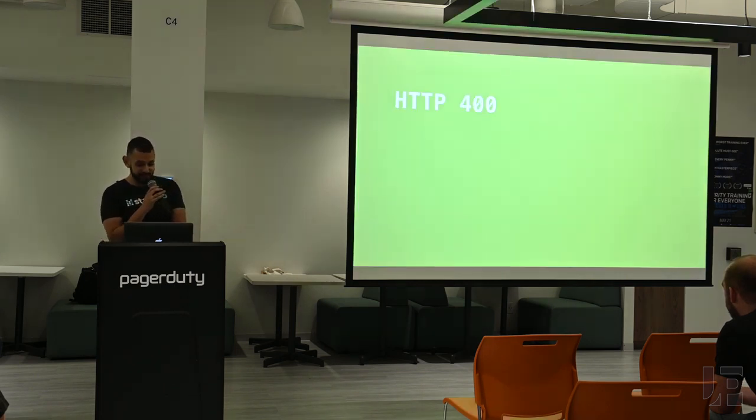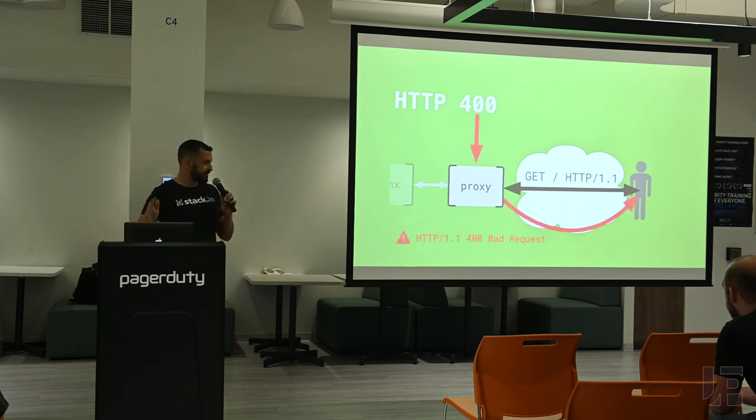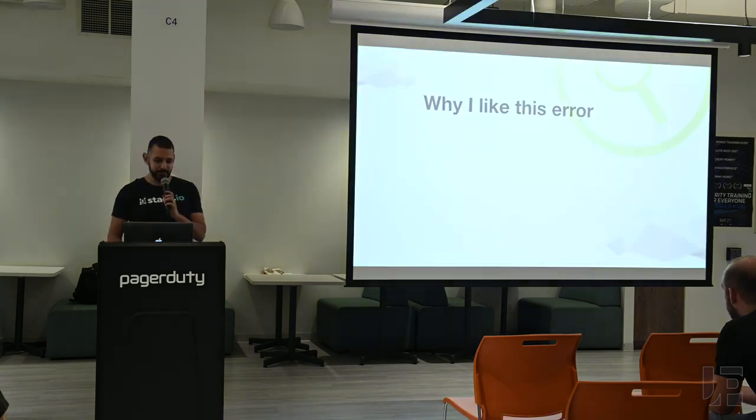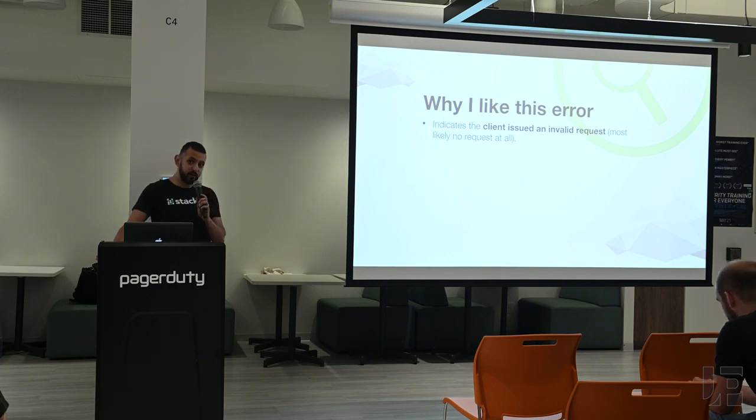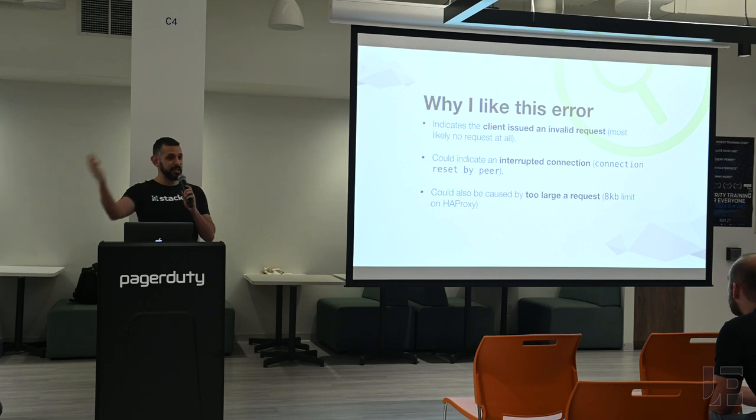You have your 400 series, like a 400, where the client is trying to send a request and you get a 400 bad request thrown by the proxy. I like this because it usually indicates that the client sent an invalid request, usually an empty request. It could indicate an interrupted connection, so the client may report connection reset by peer while the proxy reports a 400. It could be caused by request too large, so the opposite. Instead of sending no request, you send too big of a request.